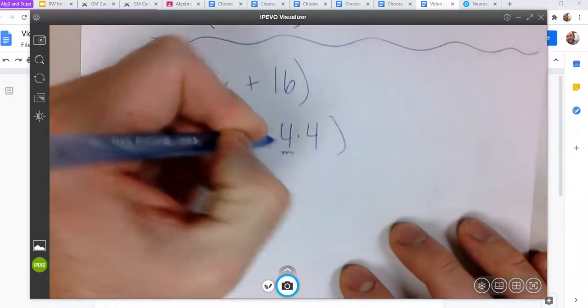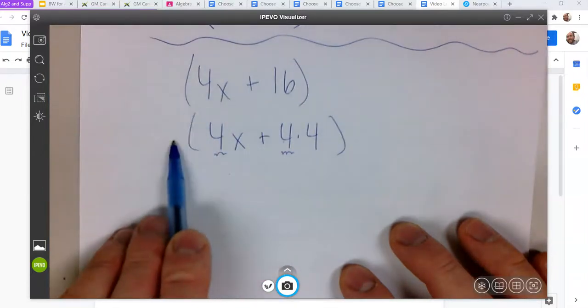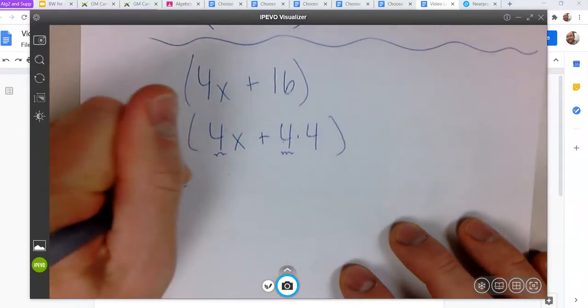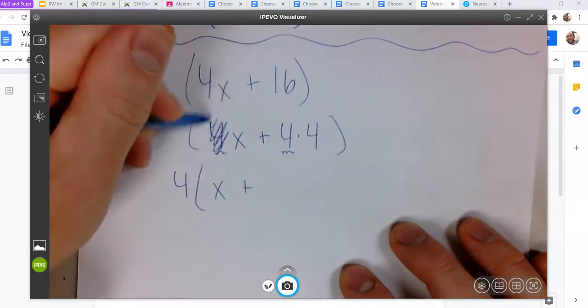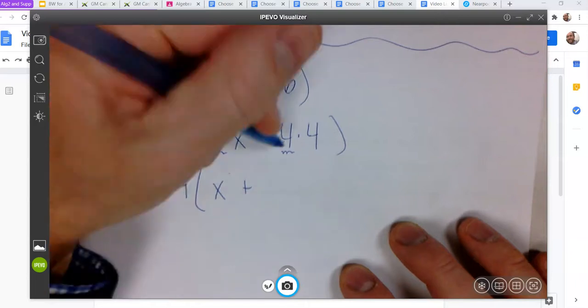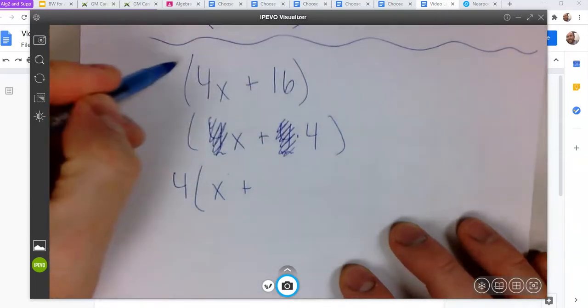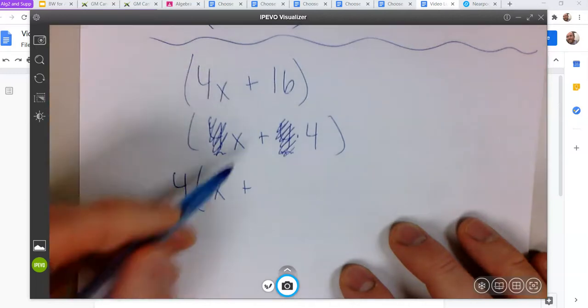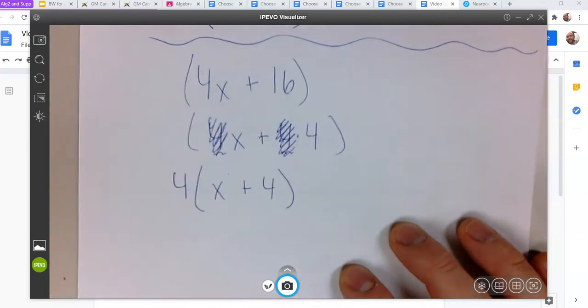That's awesome. So I'm going to take that 4 that was used twice, and I'm going to put it outside once. It only shows up once, but we used it twice. So this 4 is gone. I picked it up and I moved it. I'm dividing, and I bring that to the outside, right? Distributive property is multiplying in. Factoring is dividing out. And what was left was x plus 4.